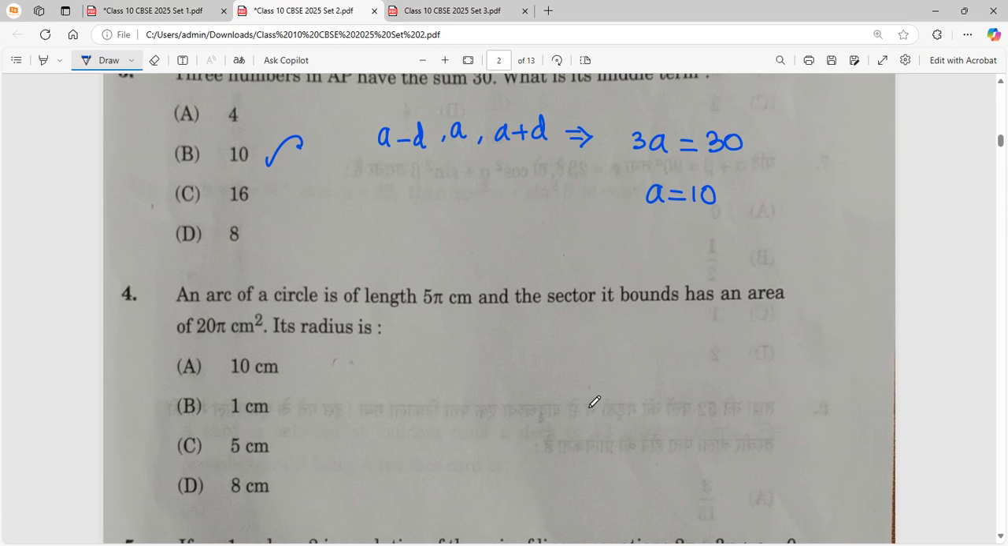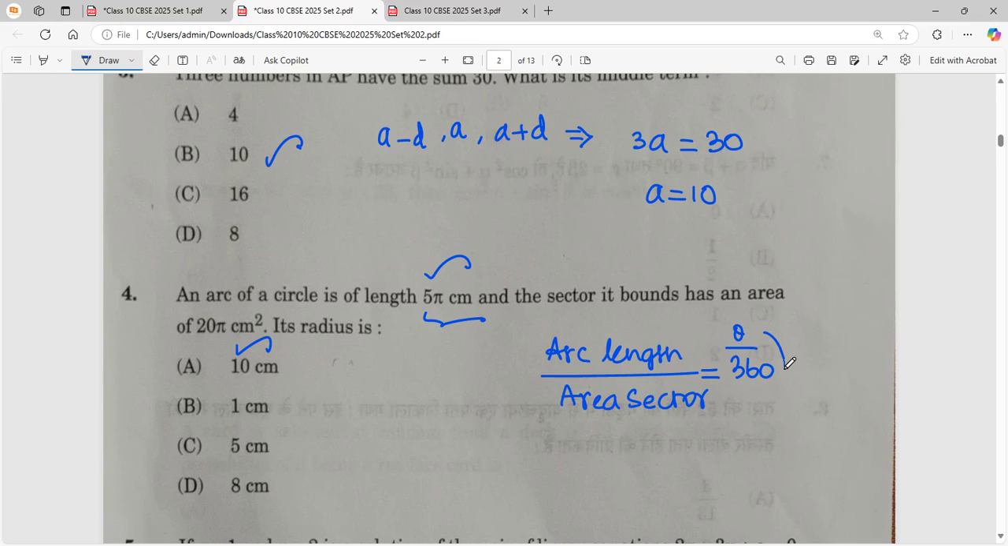An arc of a circle is of length 5 pi centimeter. The sector it bounds has an area. So what we can do is, we have the arc length, we have the sector's area, so I'm going to make a ratio between these two. Arc length divided by the area of the sector, that is given by theta by 360 into 2 pi r divided by theta by 360 into pi r square.